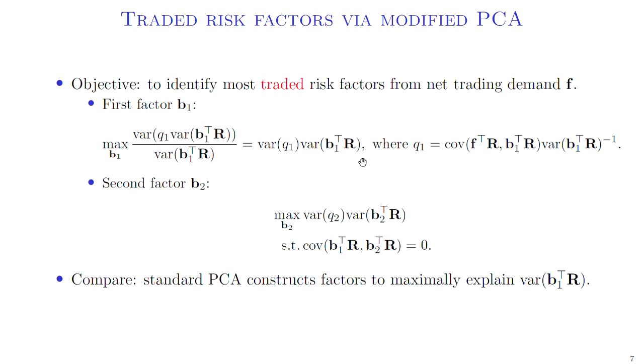The second factor is pretty much the same, conditional on it being uncorrelated with the first factor. You can see this looks like a PCA, and in fact you can solve it by adding three lines of code to the standard PCA. But what we are doing here is finding the traded risk factors, whereas standard PCA simply maximizes the variance of unconditional expected returns.